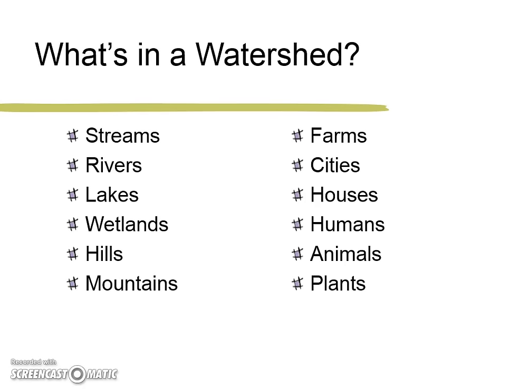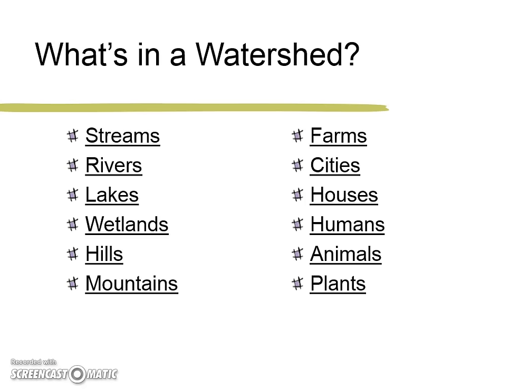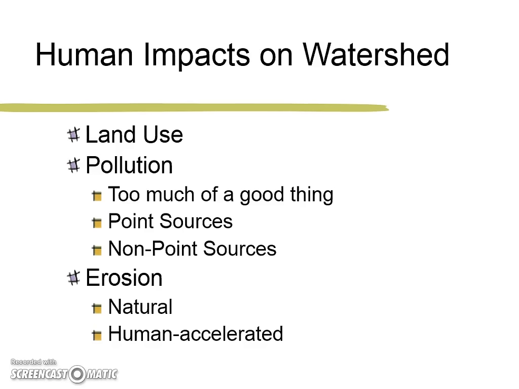So what's in a watershed? All of these things can affect a watershed. So how do humans impact it? Well, we use our land, which can create more erosion. We can create a lot of pollution. Point sources would be factories dumping straight into the river or the creek. Non-point would be, say, a whole residential area putting fertilizer on the lawns, and then it rains and it washes into the water system. That would be non-point.